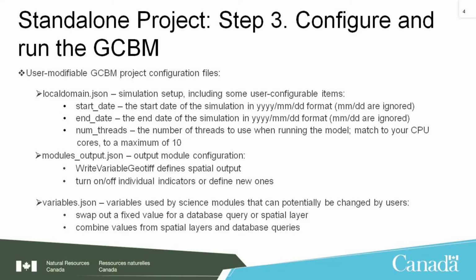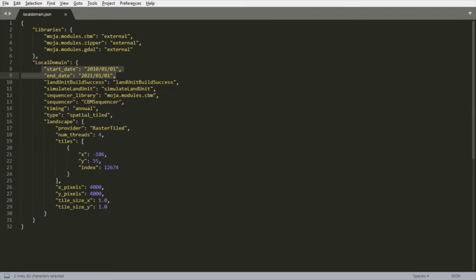The configuration files most commonly modified by users include local domain.json, modules_output.json, and variables.json. The local domain.json file includes the start and end years of the simulation and the number of threads that the model is using. When adjusting the thread count, match the number of cores in your computer up to a maximum of 10, after which performance tends to decrease.